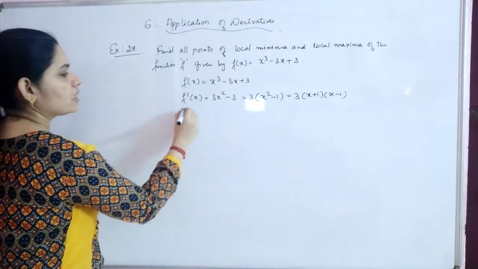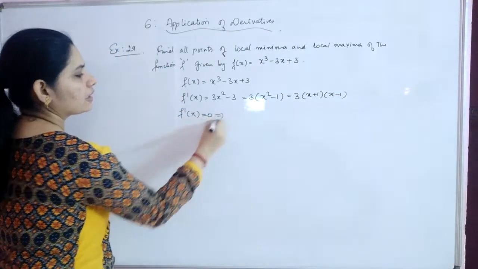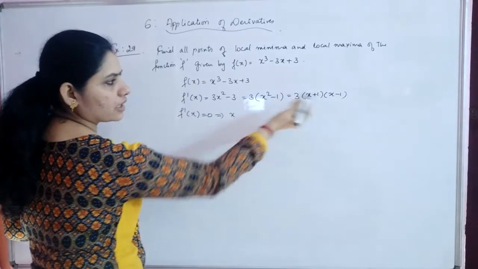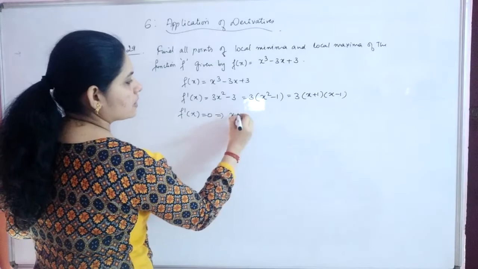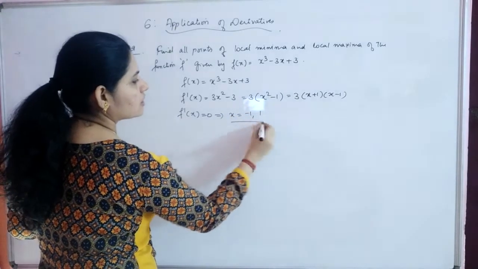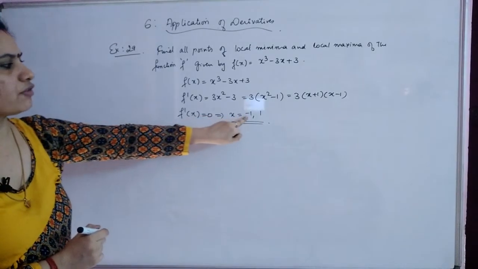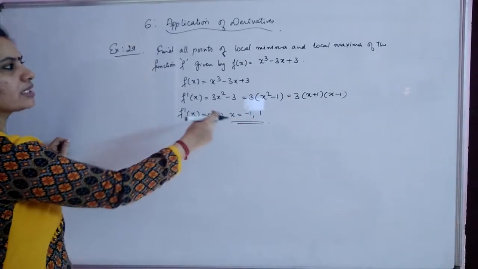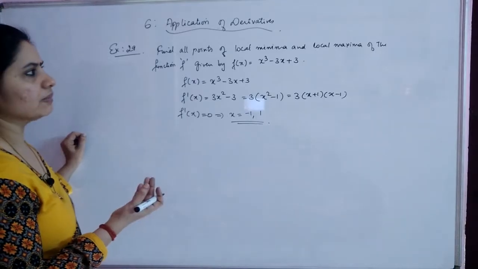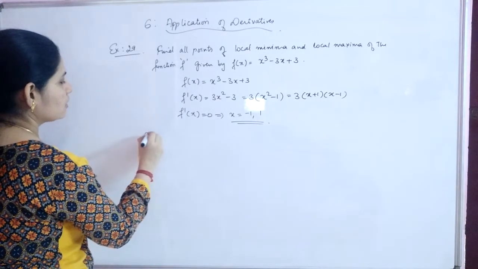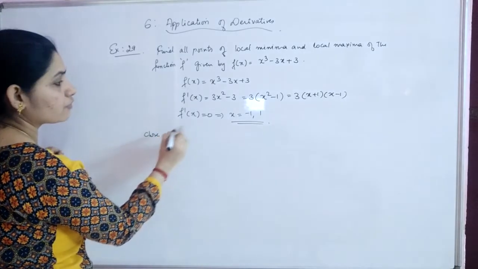Okay, now you will equate this to 0 in order to get the critical points. 3 cannot be 0, so you will get x plus 1 equal to 0, or x equal to minus 1, and x equal to 1. These are the critical points which you are getting. Now we have to check for these 2 points whether the point is a point of local minima or local maxima. For that we are just taking values. First we are checking for minus 1, okay.